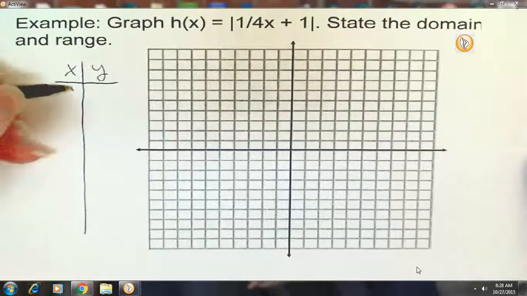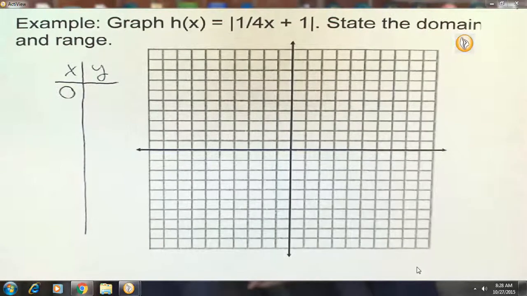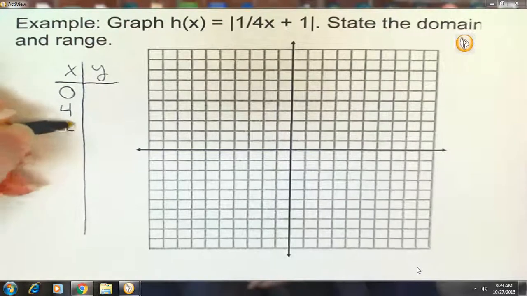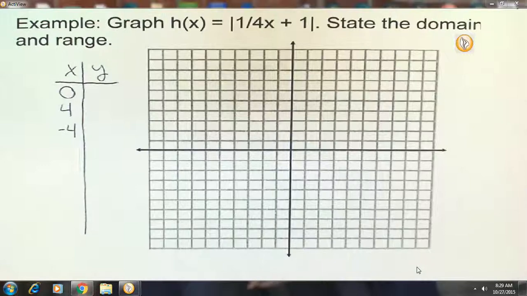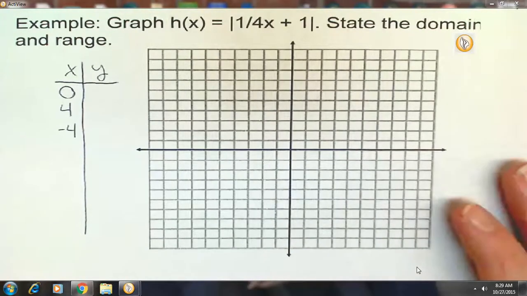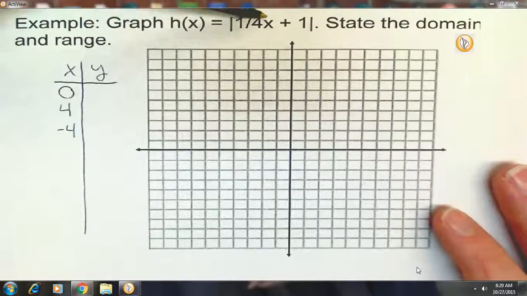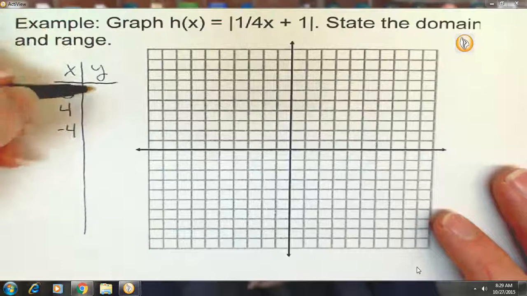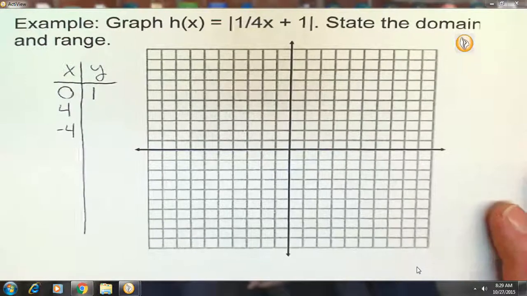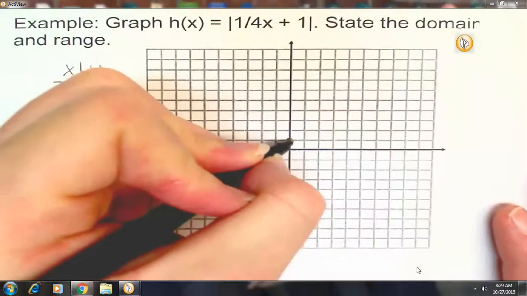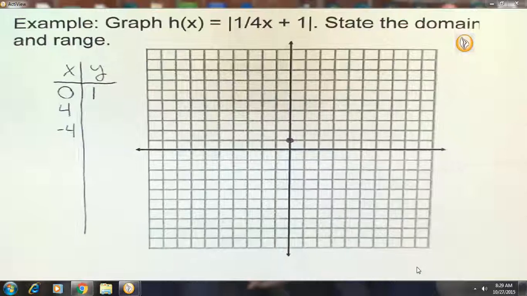We're going to pick values for x. I'm definitely going to put 0 in. What would be another good number to put in? 4 and -4. And again, we pick those numbers because we want to be able to easily multiply by 1/4. And 4 and -4 are good at that. So let's put 0 in first. 1/4 times 0 is 0. And 0 plus 1. And the absolute value of 1 is 1. So 0, 1 is my first point.